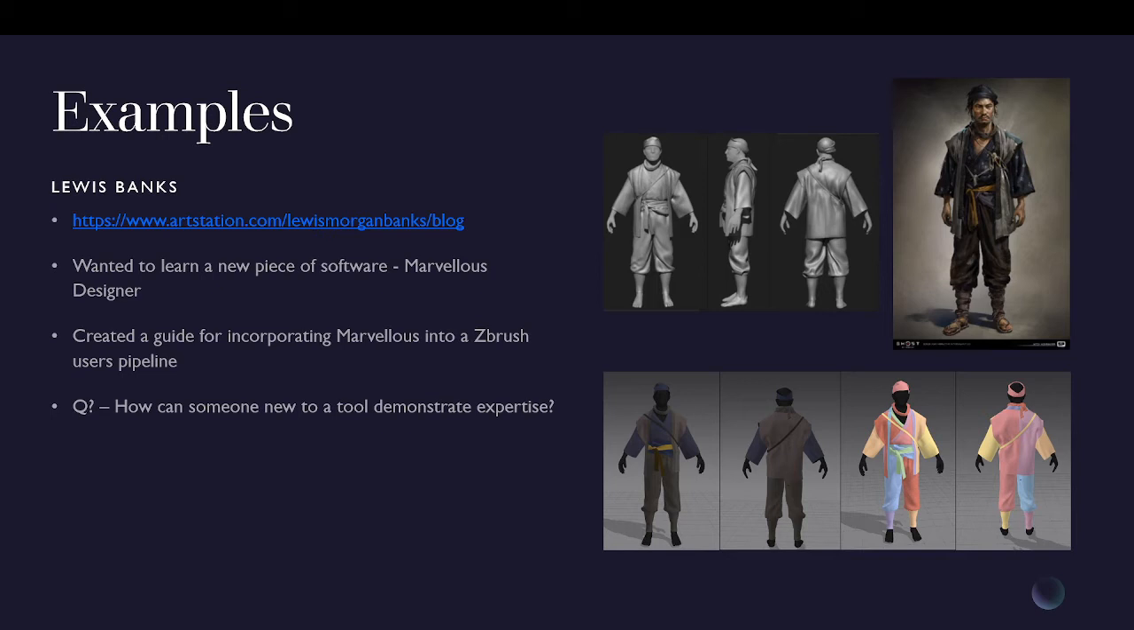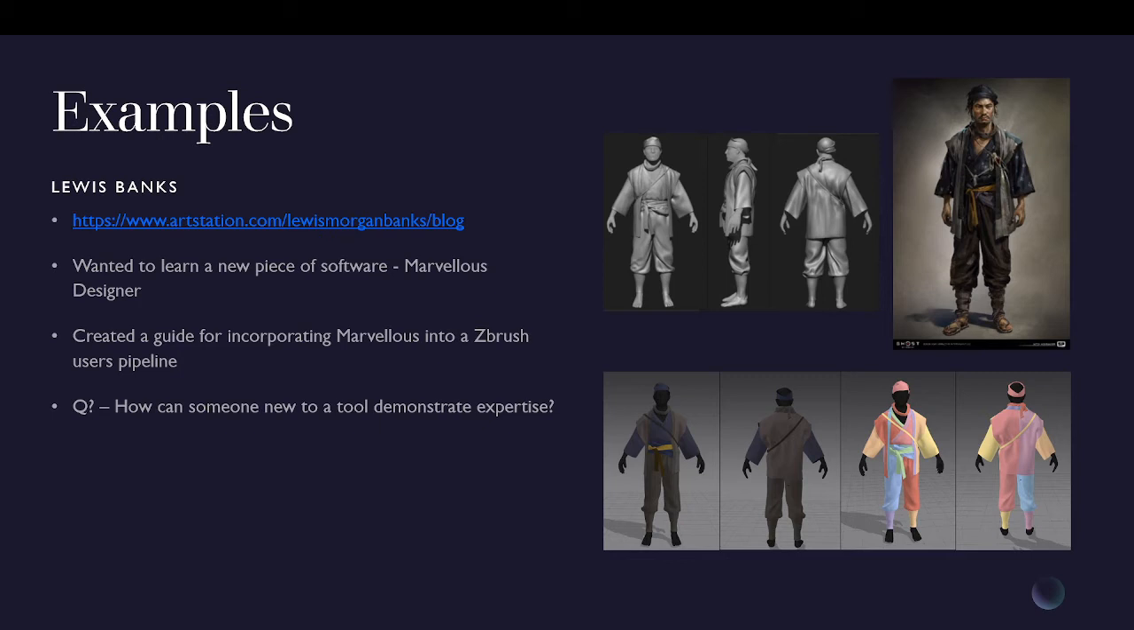The way that Lewis approached it was actually to ask a different question. It was, if I already know ZBrush, how do I incorporate Marvelous into that? How do I make Marvelous part of that process? That's where the question came from. How do you actually incorporate a new tool into an already existing pipeline?